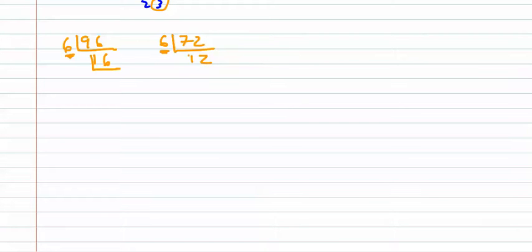What goes into 16 and 12? 4 goes into both of them. Has to work for both of them. And again, it's not prime. I get 4 and I get 3. There's nothing common between these two. My greatest common factor is 6 times 4, or 24.